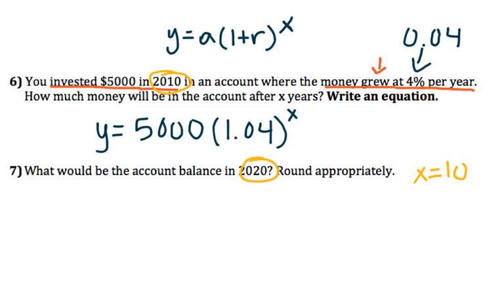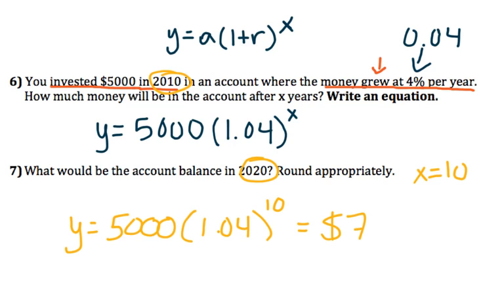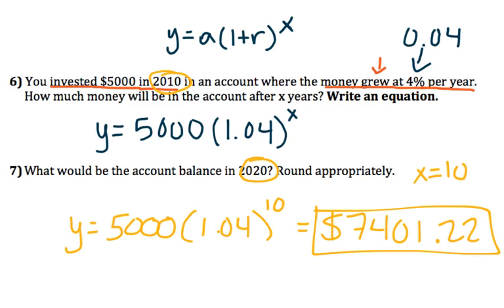So we're going to take our equation, the y equals 5,000 times 1.04 and raising that to the 10th power. And if we type this or put this in our calculator, we'll get that we would have $7,401.22 if we round to the nearest cent or penny. So $7,401.22.